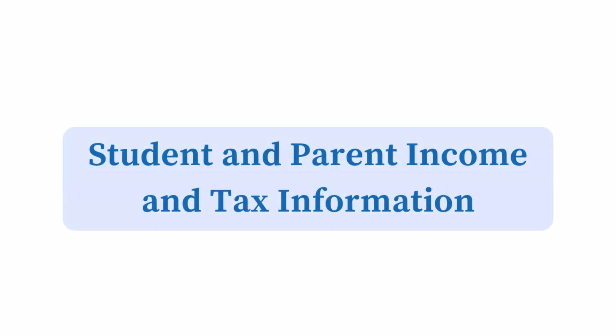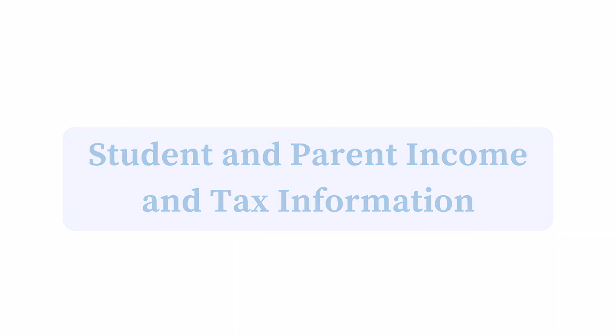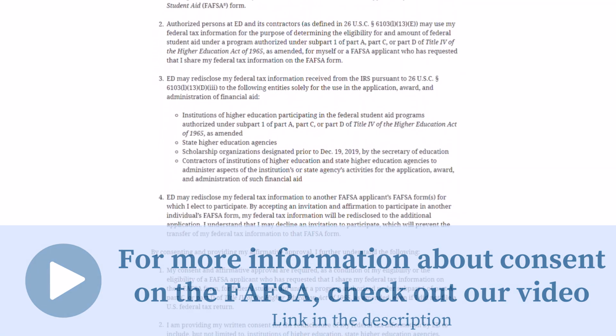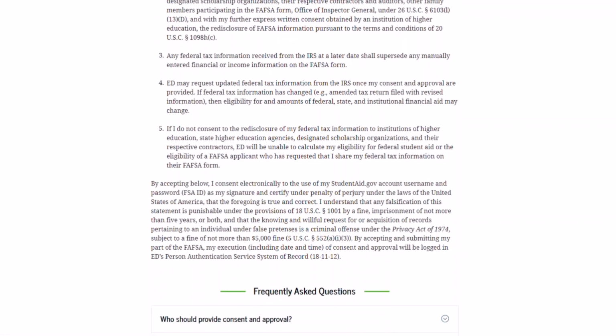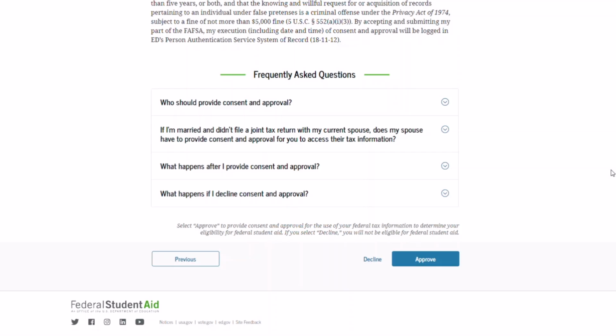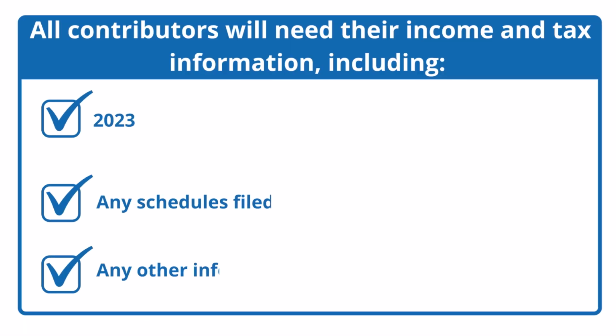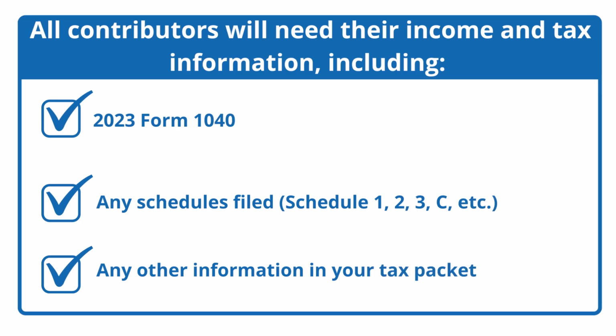The student and parent sections of the FAFSA ask several similar questions about income and taxes. While most tax and income answers will be provided by the IRS when you consent on the FAFSA, it can be helpful to have tax forms on hand to know what information is being shared. The 2025-2026 FAFSA requires the 2023 Form 1040 and any schedules.